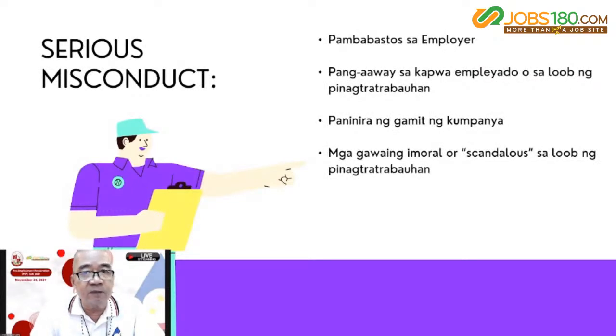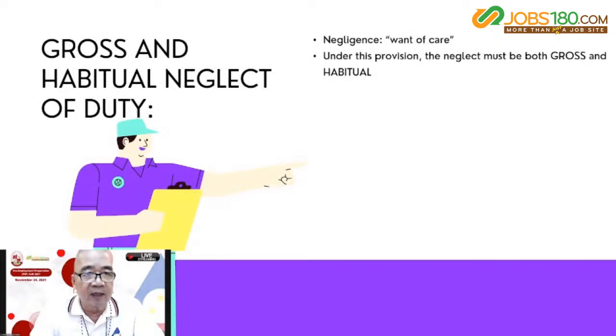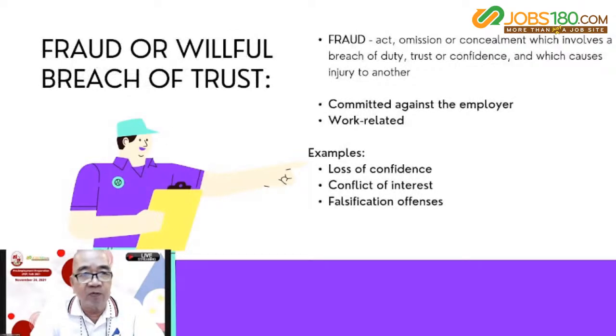So, sa serious misconduct, we have the example of this. Pambabastos sa employer, pang-away sa kapwa-empleyado sa loob ng pinagtatrabahuan, and even yung paninira ng mga gamit sa kumpanya at mga gawaing immoral or scandalous sa loob ng pinagtatrabahuan. And then, about the gross and habitual neglect of duty, yung negligence, yung kapabayaan po natin. And then, under this provision, the neglect must be gross and habitual, meaning paulit-ulit.